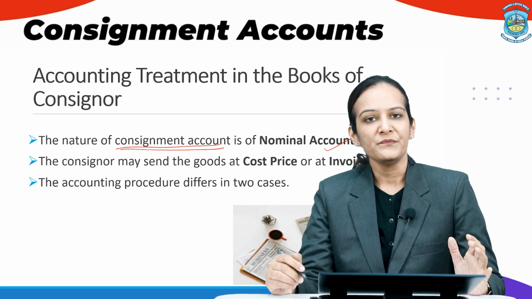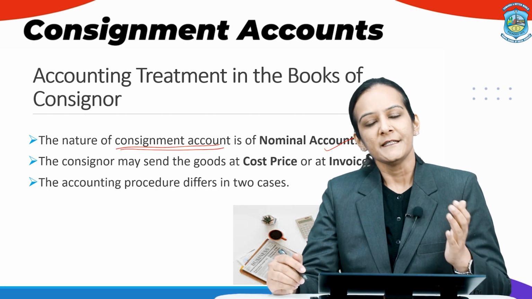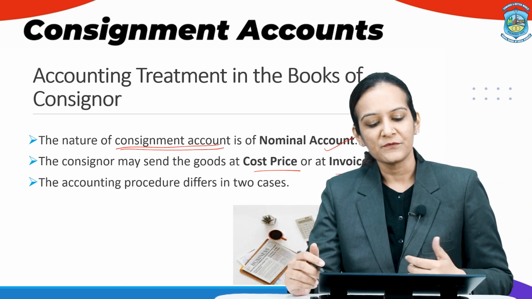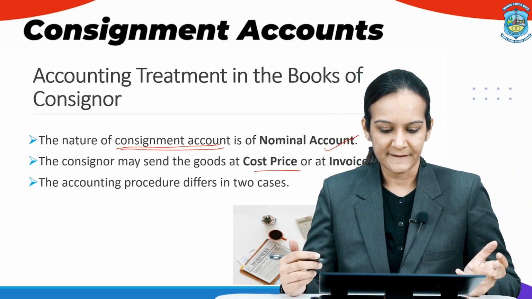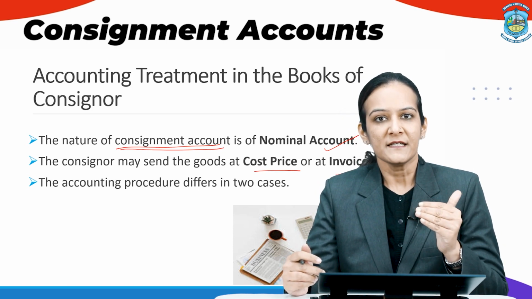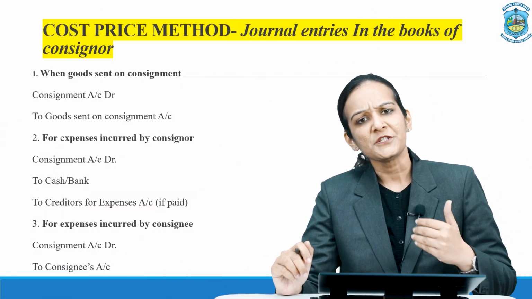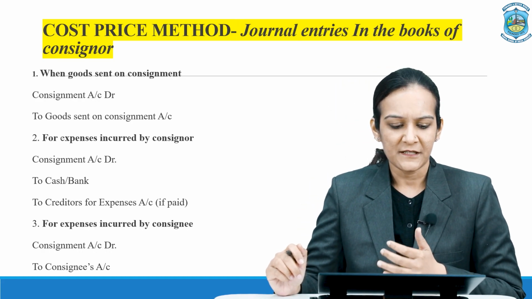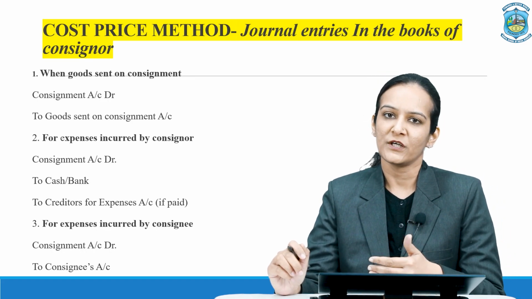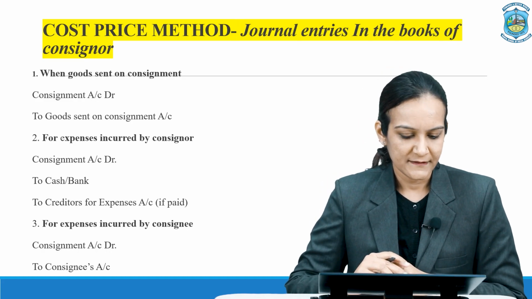Now the consignor, when he is sending the goods to the consignee, when he is transferring the goods to the consignee, he may send the goods at cost price or at the invoice price, and the accounting procedure differs in these two cases. Right now we are going to understand what happens when the goods are being sent by the consignor to the consignee on cost price. So there are certain general entries that are to be passed in the books of the consignor under cost price method. Let us first of all understand what are the different entries that are to be passed. After passing the general entries, we are going to prepare the consignment accounts.